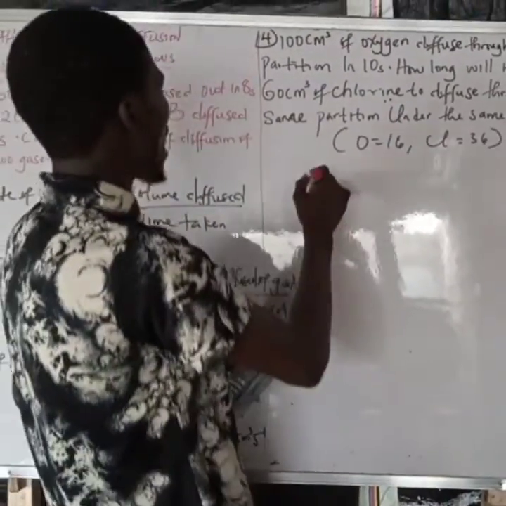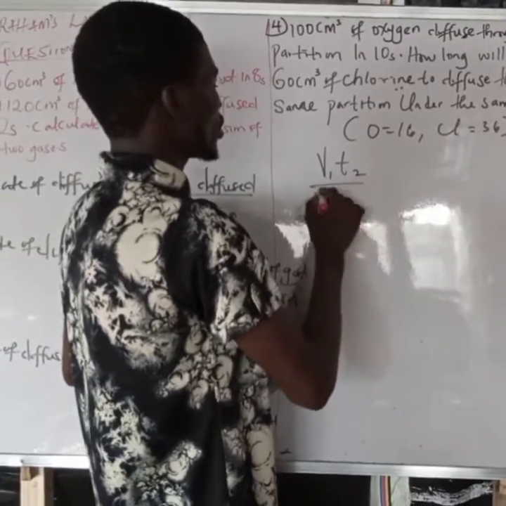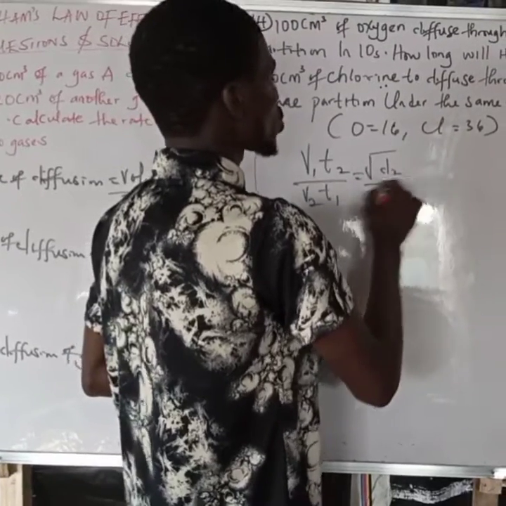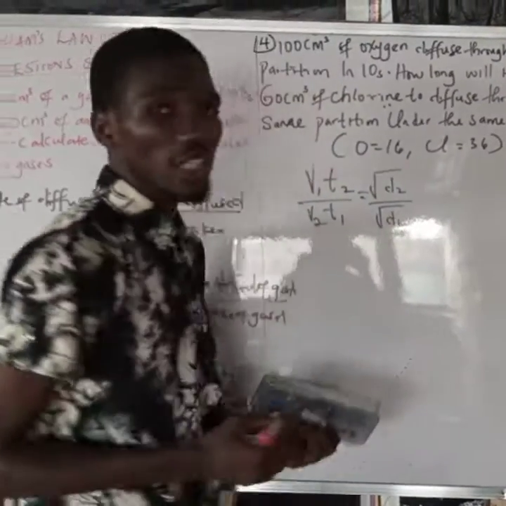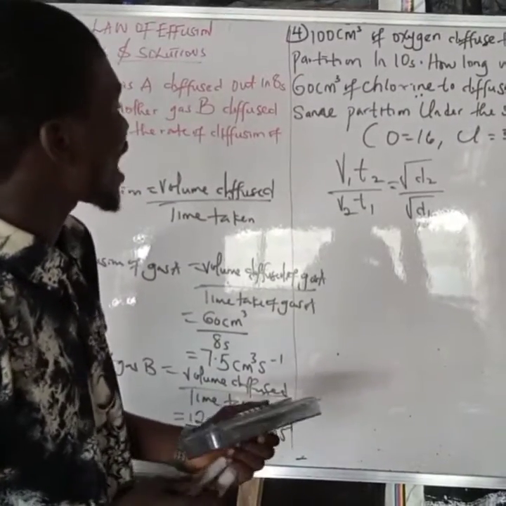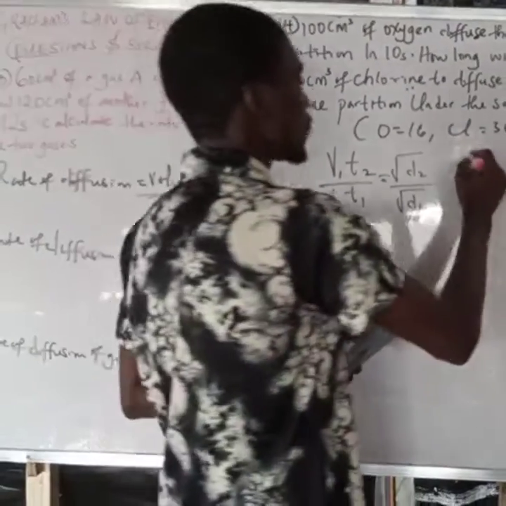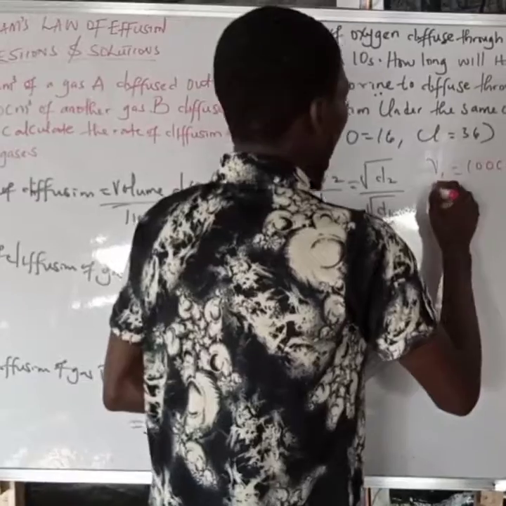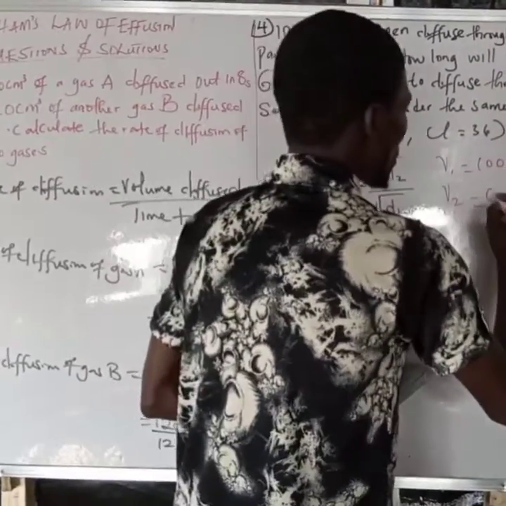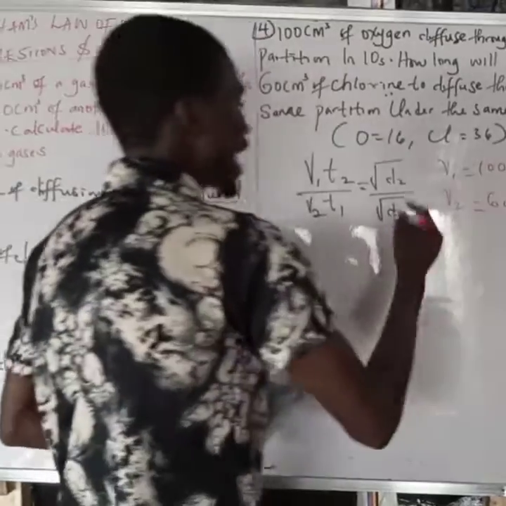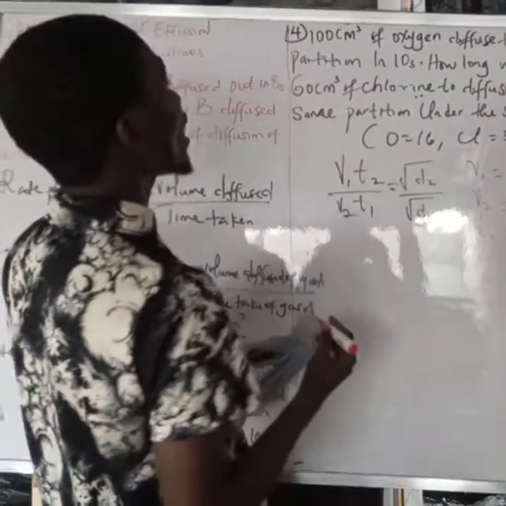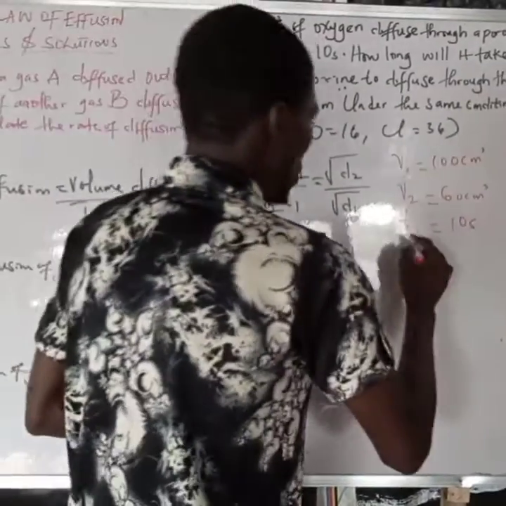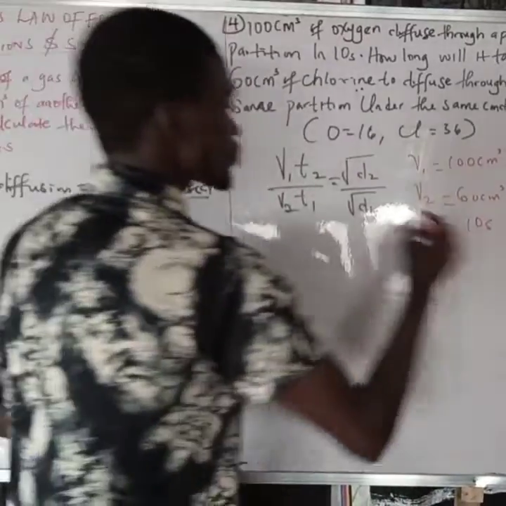Don't forget the formula whereby we have V1 T2 divided by V2 T1 is equal to the square root of D2 divided by the square root of D1. So the next thing you have to do is write out all the parameters. What is the first volume here? We have 100 cm³. Our V2, we have 60 cm³. Then T1, the time taken for the first gas, oxygen, we have 10 seconds. So T2 is equal to unknown.